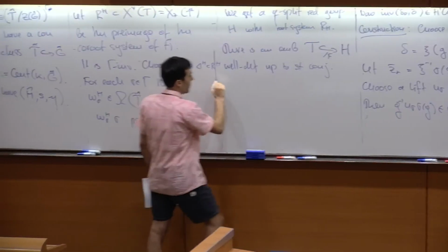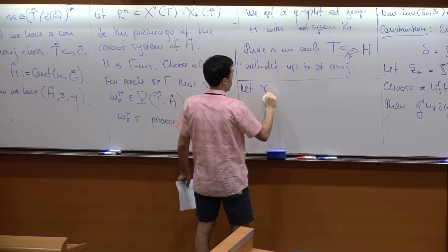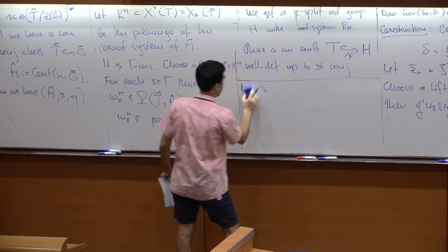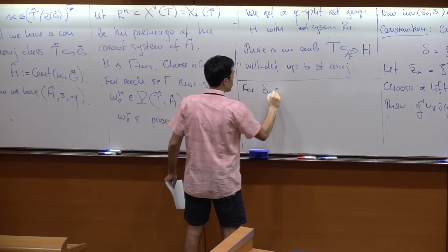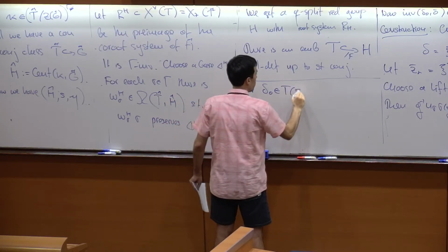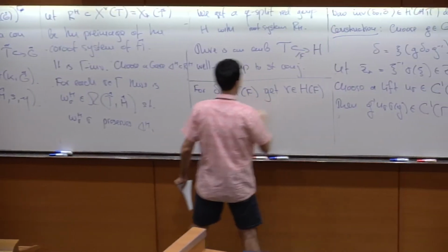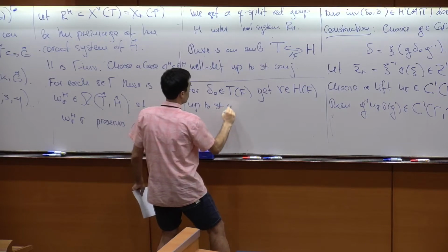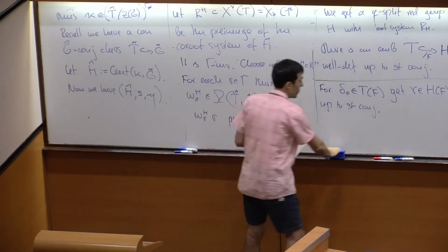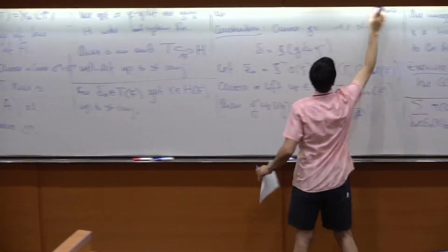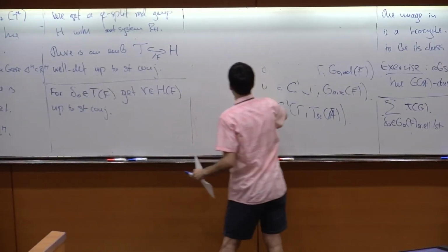Okay. So now we're in the situation that we have the transfer factors. So in other words, let's see. For any delta_0 in T(F), we get gamma in H(F) up to stable conjugacy. Okay, so now we're ready to relate the transfer factors from the last two lectures to the obstruction and apply the transfer identities to complete the stabilization of the trace formula.